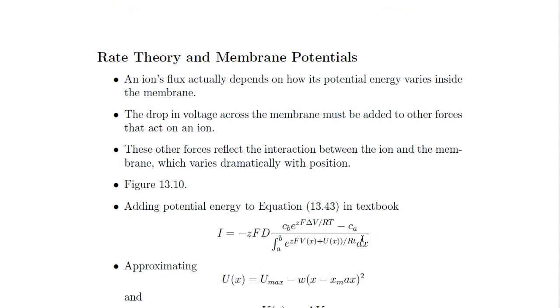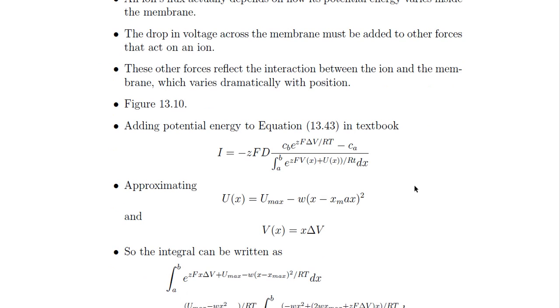So the last one here: an ion flux actually depends on how its potential energy varies inside the membrane. The drop in voltage across the membrane must be added to the other forces that act on the ion. These other forces reflect the interaction between the ion and the membrane, which vary dramatically with position. These are in figure 13.10. So adding the potential to equation 13.3 in the textbook and approximating, Vx equals x times delta V.